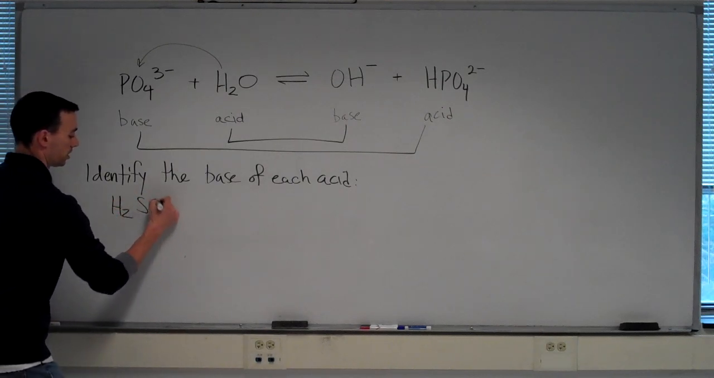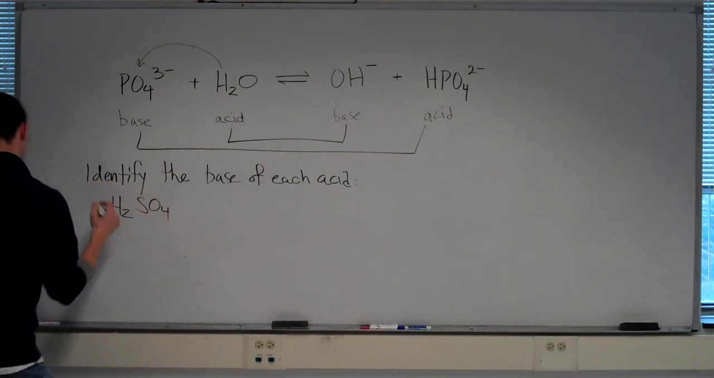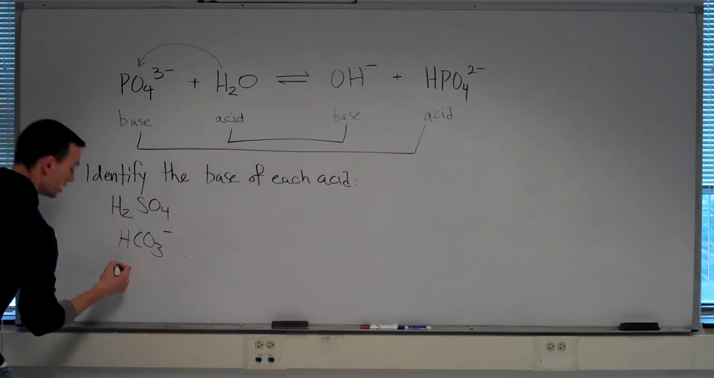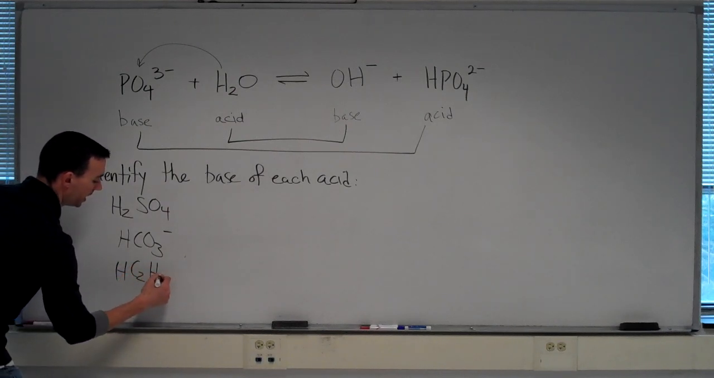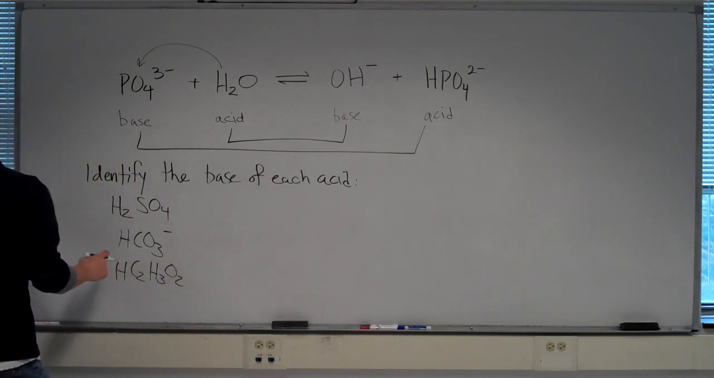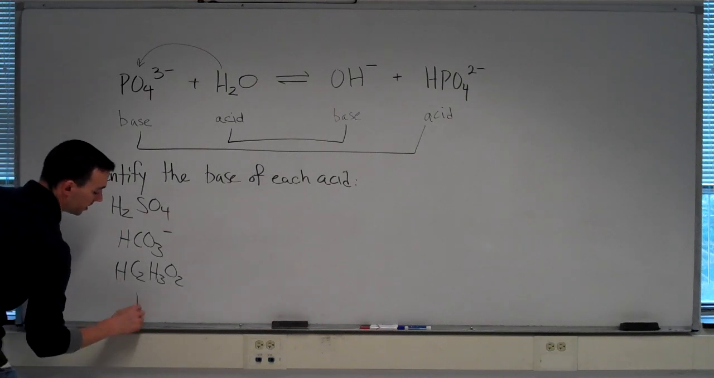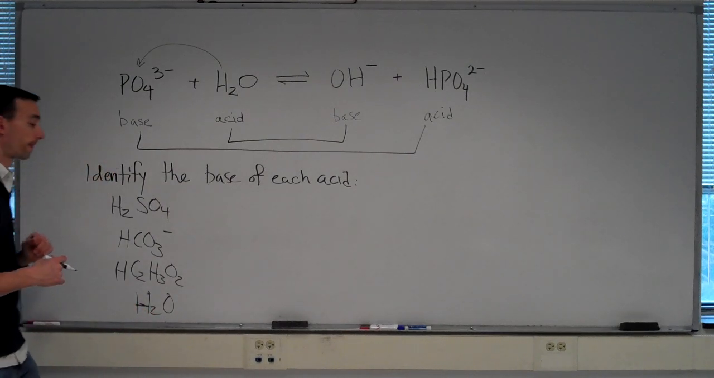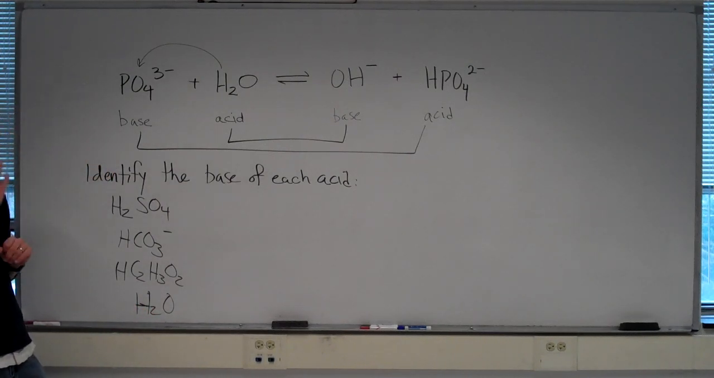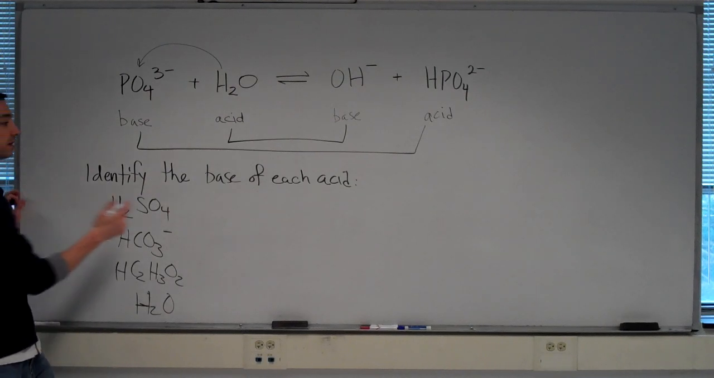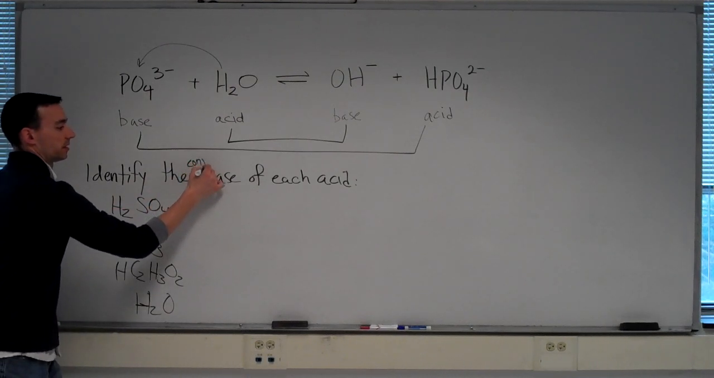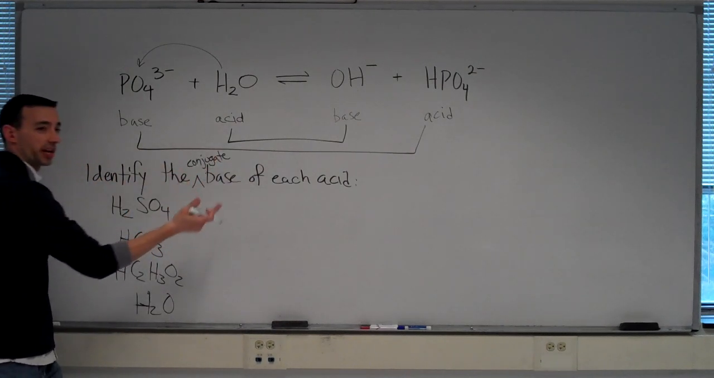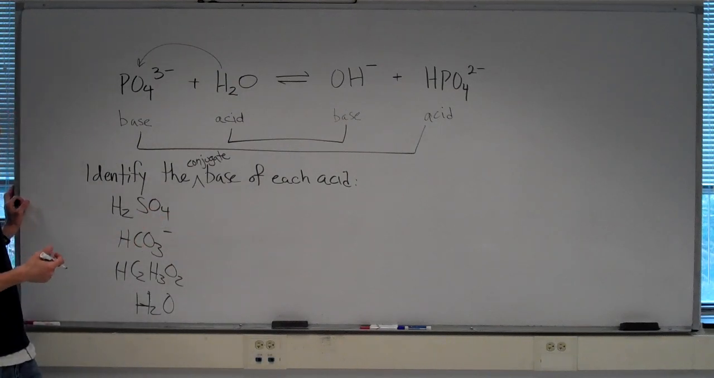H2SO4, HCO3 minus, HC2H3O2, and we've already seen it, but we'll put it down here again, H2O. Sorry, left out a word again. We're identifying the conjugate base. So after a reaction has occurred.